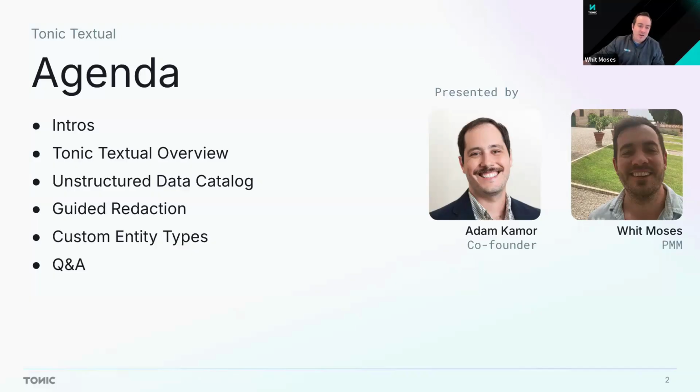But in addition to that, just a very quick outline of what we're going to cover. I'm going to start with a brief overview of Tonic Textual for anyone who's newer to the platform. Then we're going to walk through three major updates that include the Unstructured Data Catalog, Guided Redaction, and custom entity types. For each one, I'm going to more or less frame what this new capability is at a high level, and then I'll actually hand it to Adam to show you the actual UI and how it works in practice.